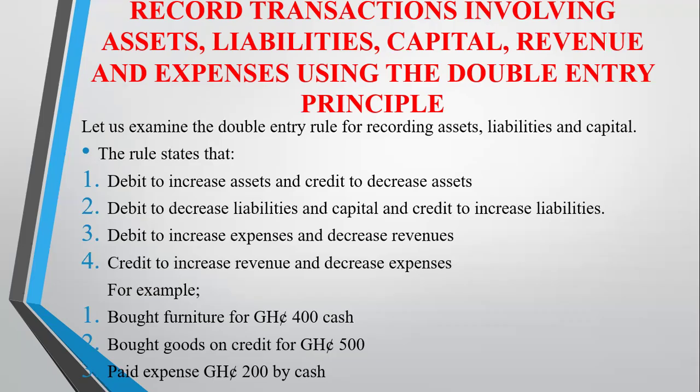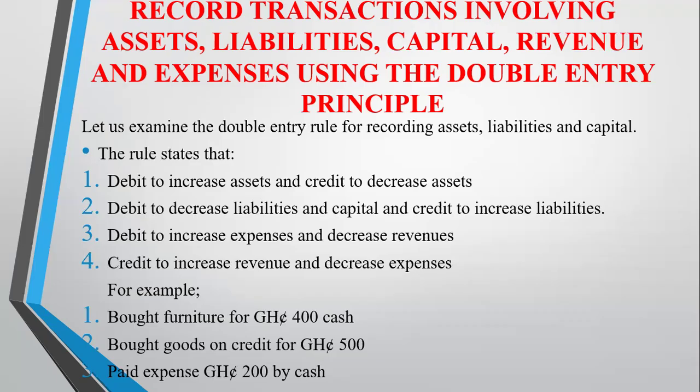So we are going to credit our cash account. And now we paid for this expense, and this expense has increased. So here our expense is going to what? Increase. So the rule is saying that if the expense is increasing, then we should what? Debit it. That is the principle of the double entry.